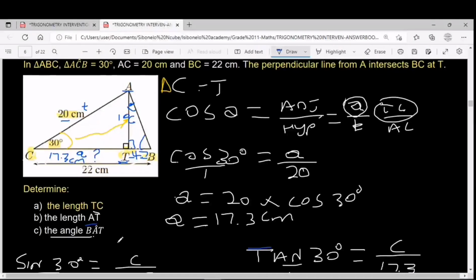We want to apply trig ratios to find angle B. The ratio we will use is opposite over adjacent.